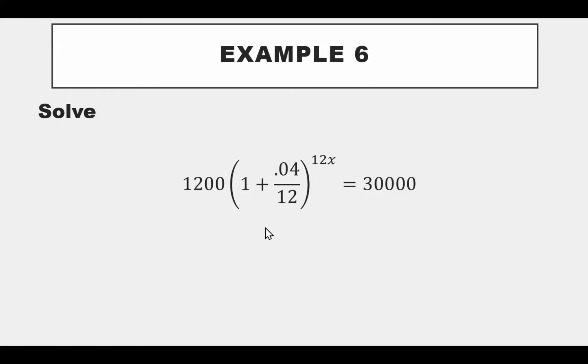Let's do a more complicated problem. Let's take 1,200 times the quantity 1 plus 0.04 over 12. That quantity is being raised to the 12x power, and that's set equal to 30,000. Go ahead and push pause on the video and try to solve this exponential equation. In a couple of seconds, I'll show you how it's done.